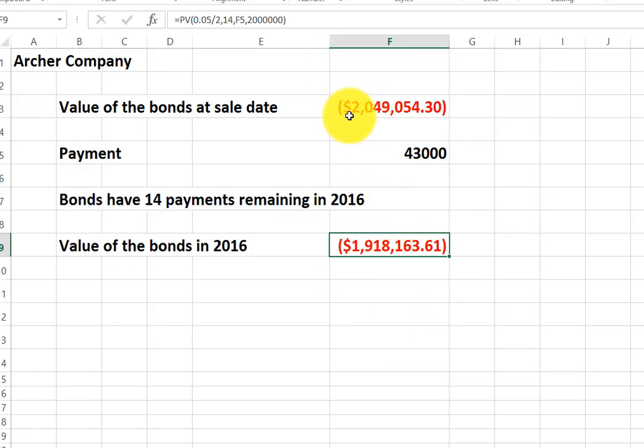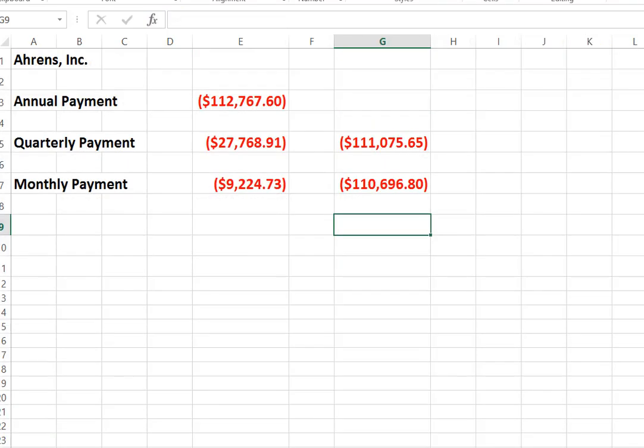You can see that's negative. If you don't like it to be negative, you can just put a minus sign in front of the equal sign and change that to a positive number.